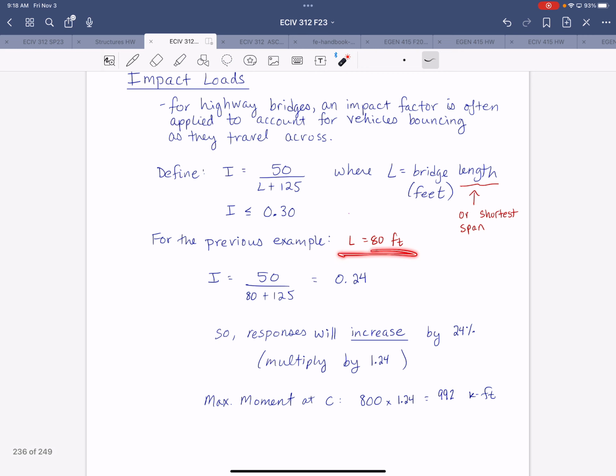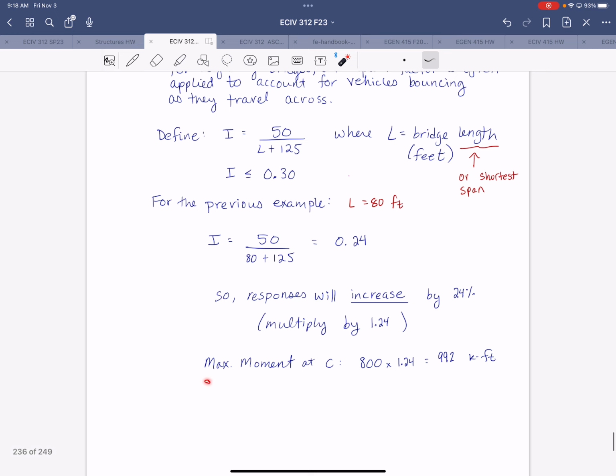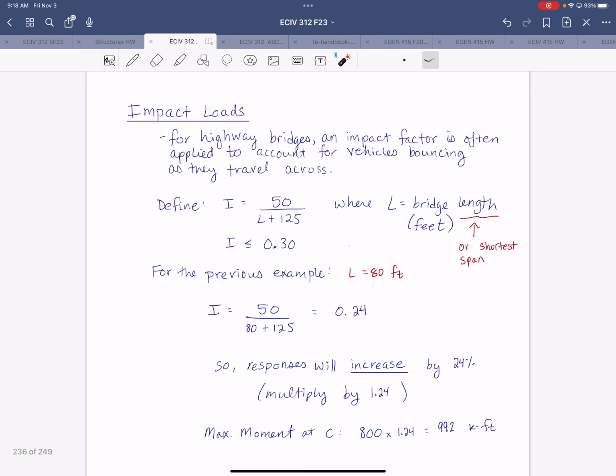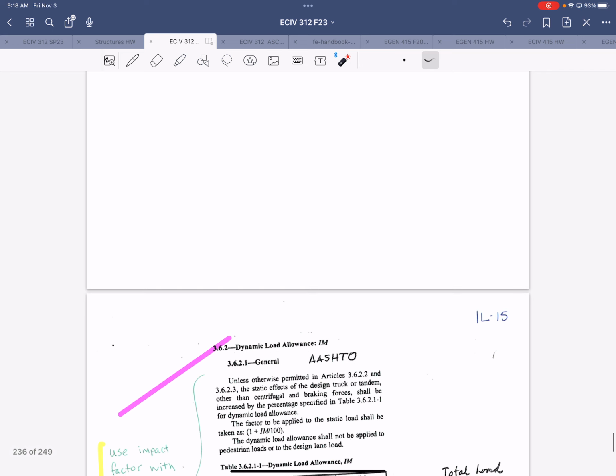So for that previous example, the length of our bridge was 80 feet. So the impact factor would calc out to be 0.24. That means we would multiply all of our values that we calculated in that previous table by 1.24. So the maximum moment at C accounting for impact would actually be 992 kip feet. Okay. Questions? All right. So that covers really all you need to know for concentrated loads.